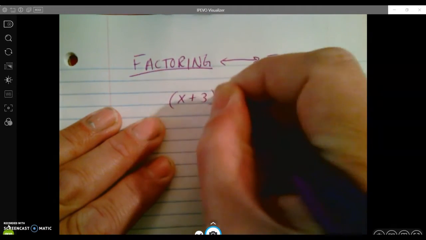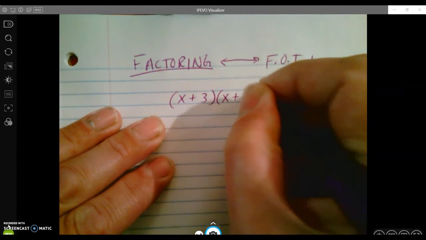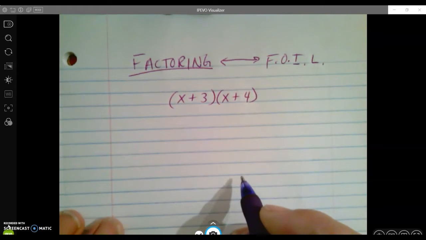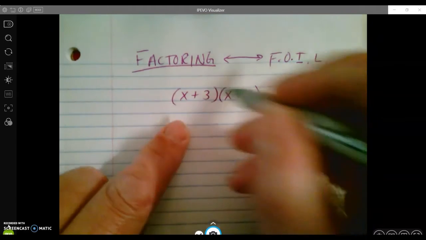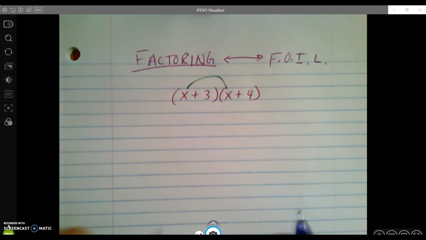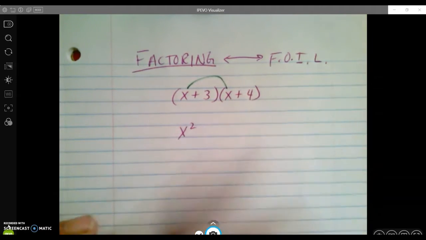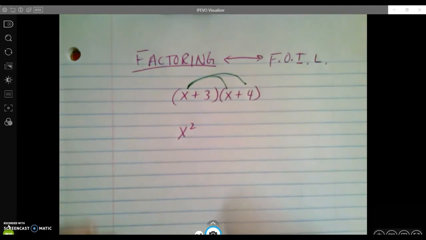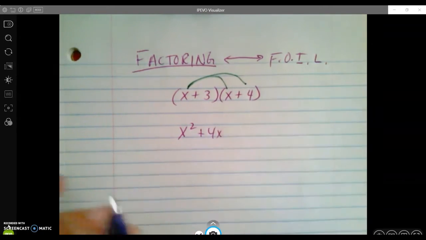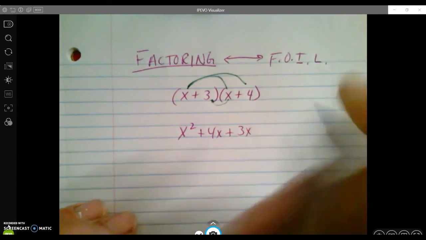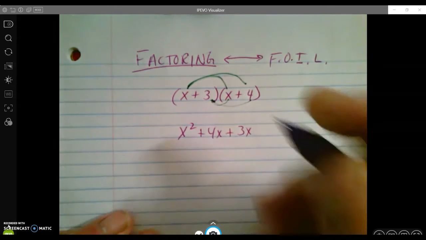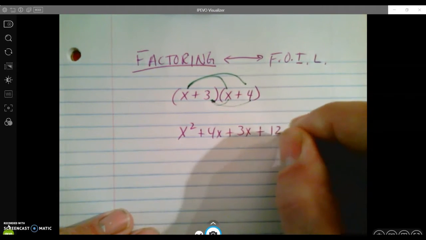So let's say x plus 3, x plus 4. And what we need to do is draw the arrows so we figure out what multiplies. First is x times x, so you get x squared. Outside is 4x. Inside is 3x. And the last one is 3 times 4, which is 12.